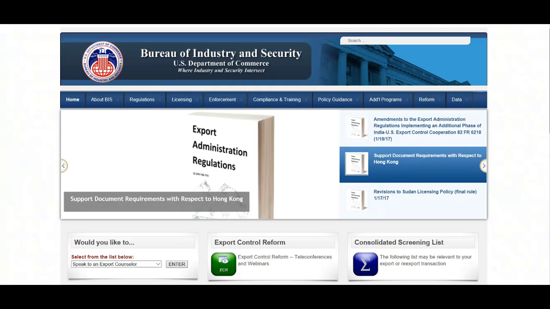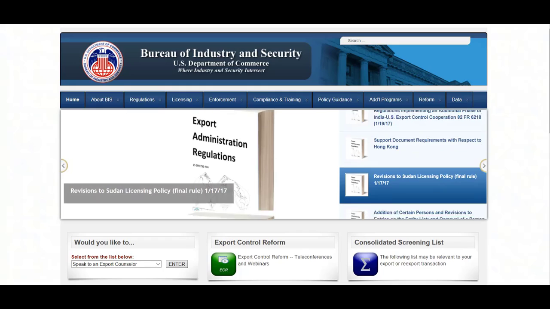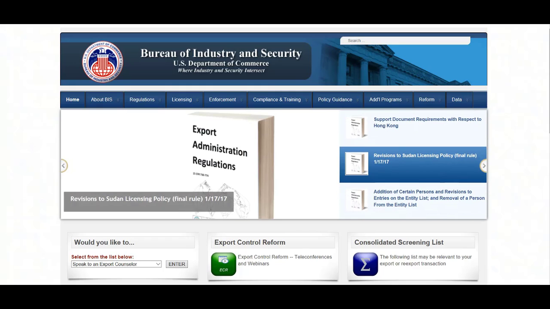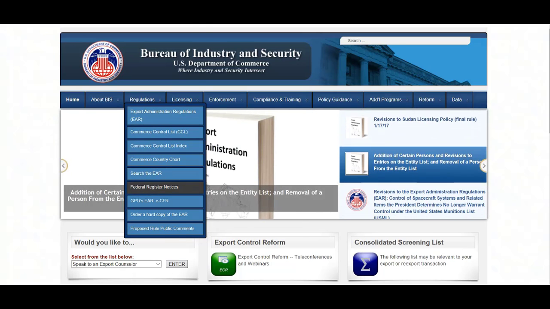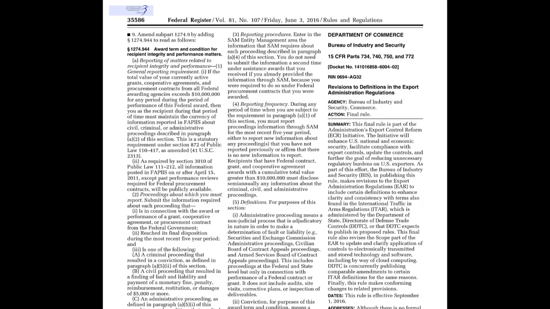You can quickly find proposed and final rulings from BIS on their website under Regulations and then Federal Register Notices. First, let's start with the ruling reference number. The one we're looking at is 81 FR 35586. The 81 is the volume number. The 35586 is the first page number of the ruling.